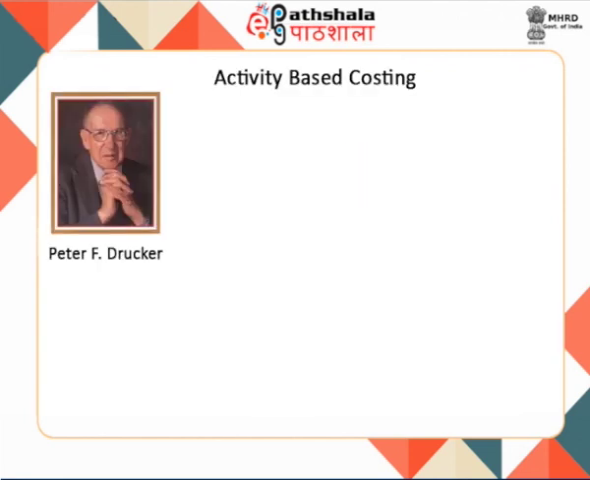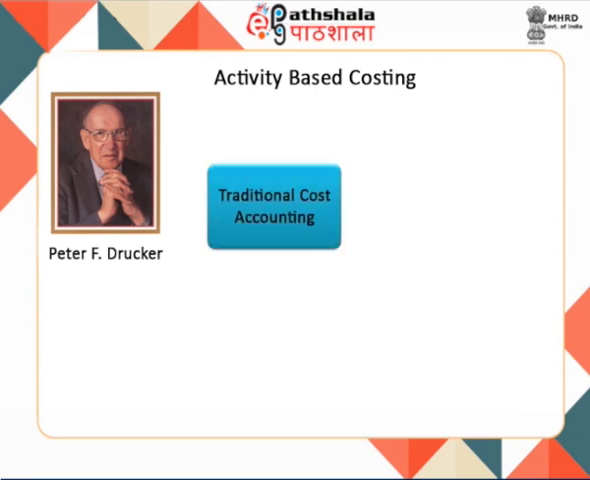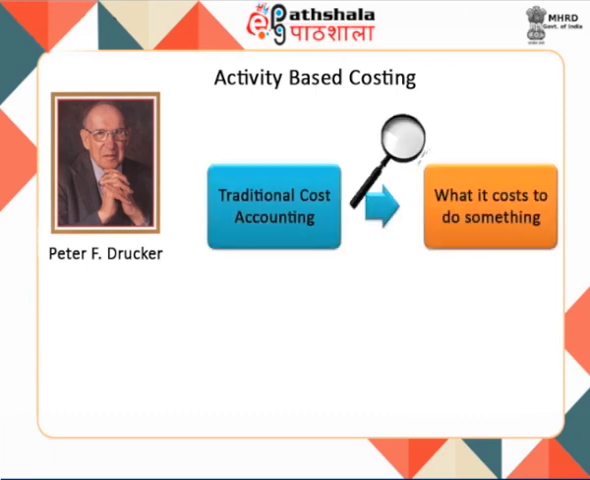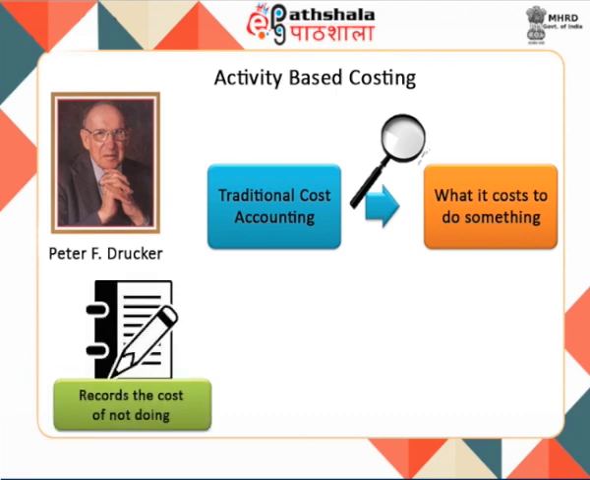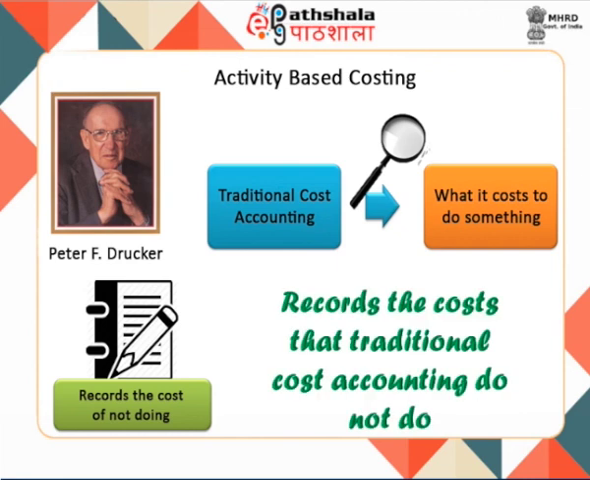Peter F. Drucker states that traditional cost accounting focuses on what it costs to do something. For example, to cut a screw thread, activity based costing also records cost of not doing, such as the cost of waiting for a needed part. Activity based costing records the costs that traditional cost accounting do not do so.